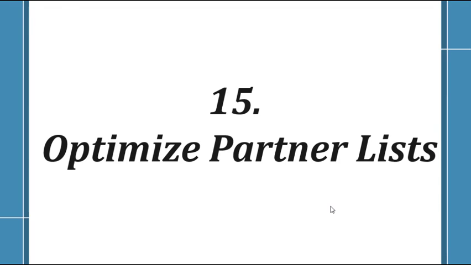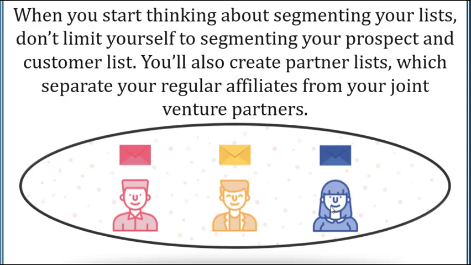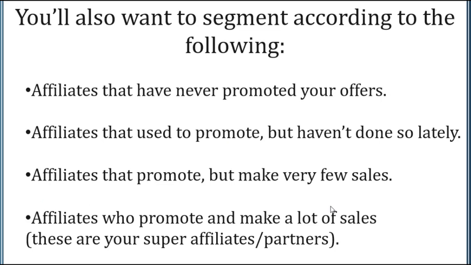optimize partner list. When you start thinking about segmenting your list, don't limit yourself to segmenting your prospect and customer list. You'll also want to create partner lists which separate your regular affiliates from your joint venture partners. So you'll also want to segment according to affiliates that have never promoted your offers, affiliates that used to promote but haven't done so lately, affiliates that promote but make very few sales, affiliates who promote and make a lot of sales. Now, these are your super affiliates or partners.